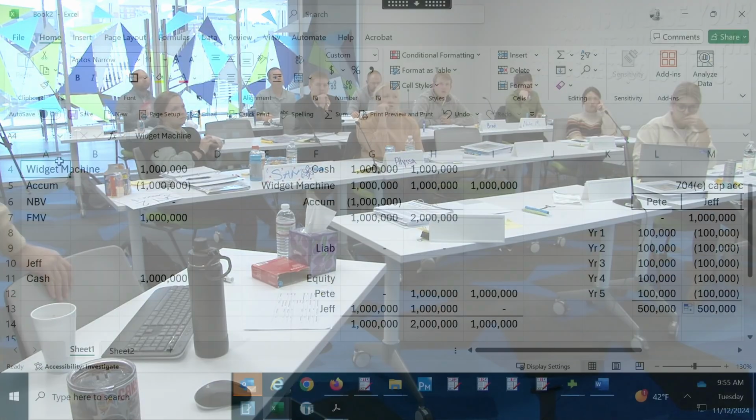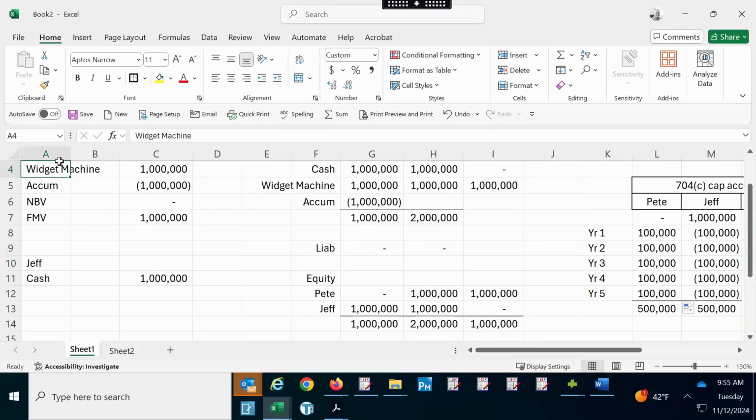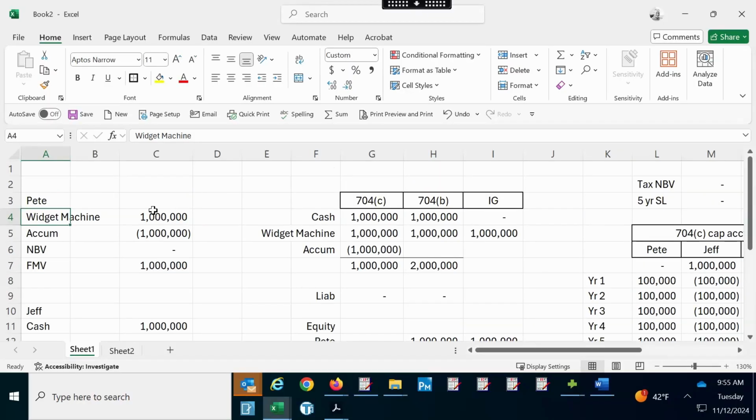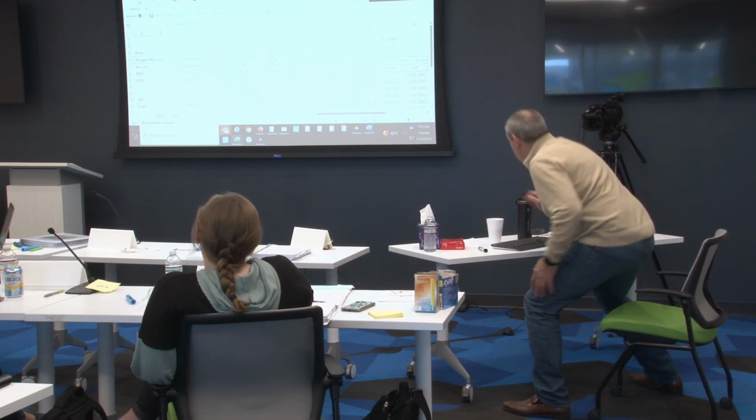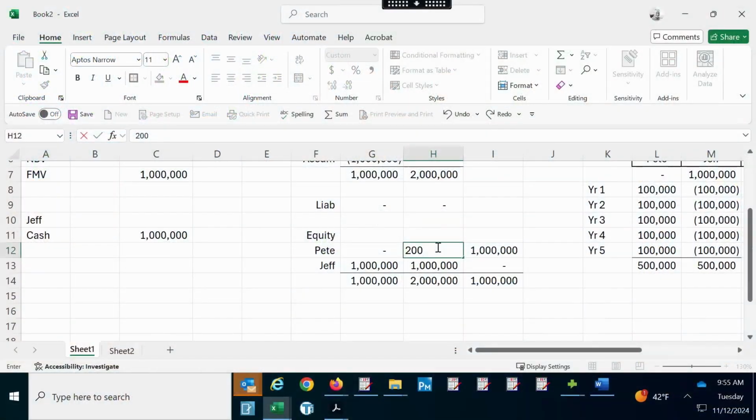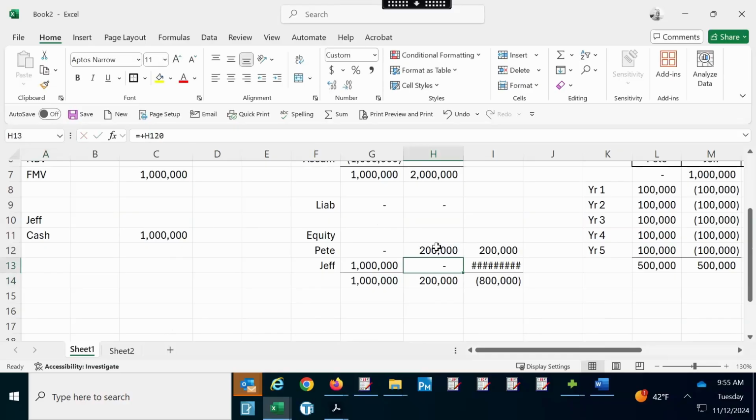What if Jeff contributed $2 million in cash, and Pete's widget machine was worth $1 million, and we're still 50-50. Okay, so my equity section is how much from a fair value perspective? 3. No, both were 50-50. Oh. 4.